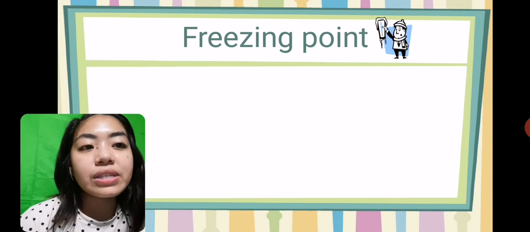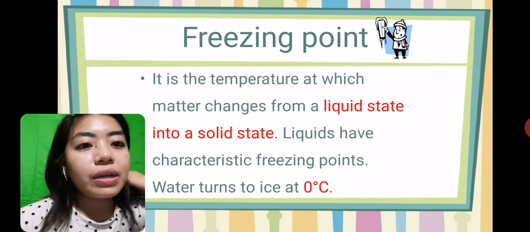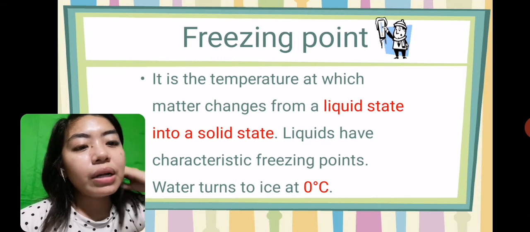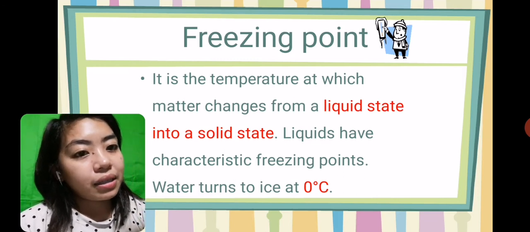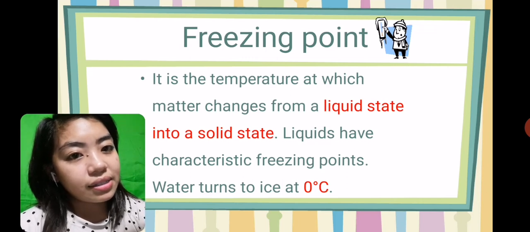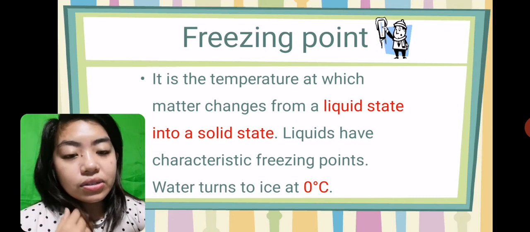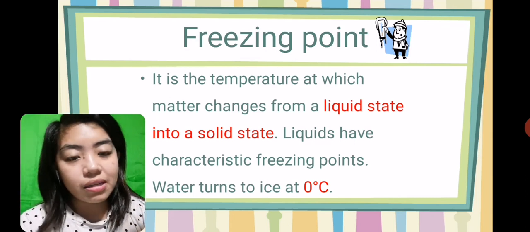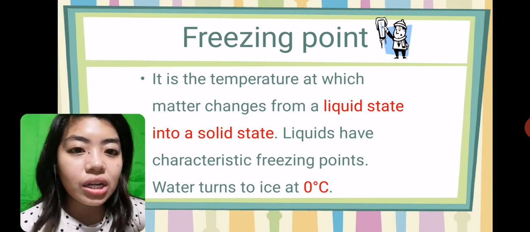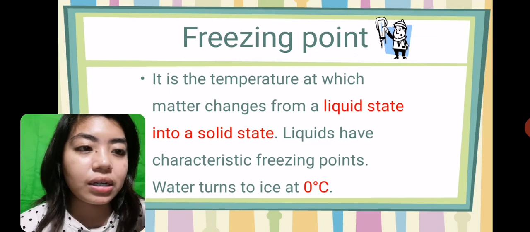Next is freezing point. Freezing point is the temperature at which matter changes from liquid to solid state. So, pag nagpapalamig tayo, water turns to ice at 0 degrees Celsius. So, if ever na naglagay kayo ng water dun sa ref nyo, dun sa freezer, at siya ay nagyelo, ibig sabihin, na-reach niya na yung 0 degrees Celsius na temperature.